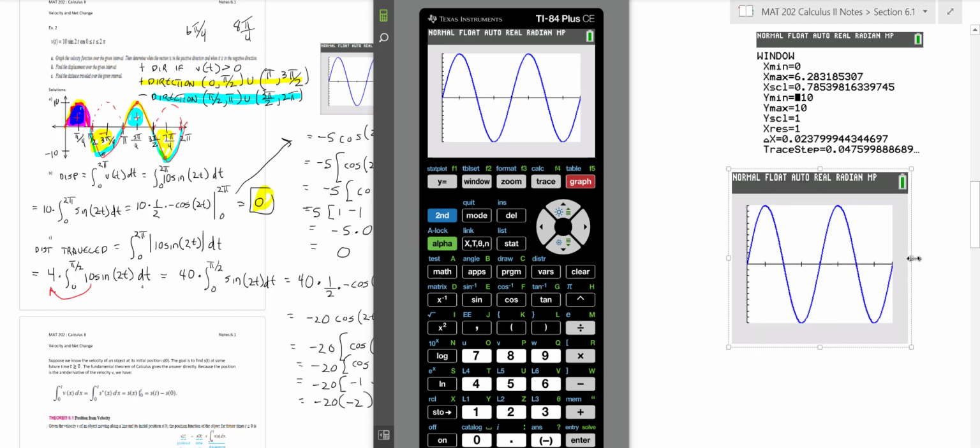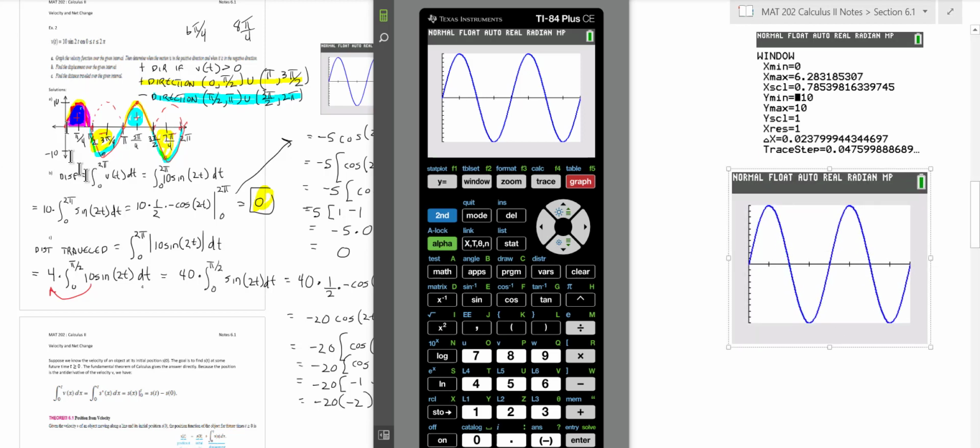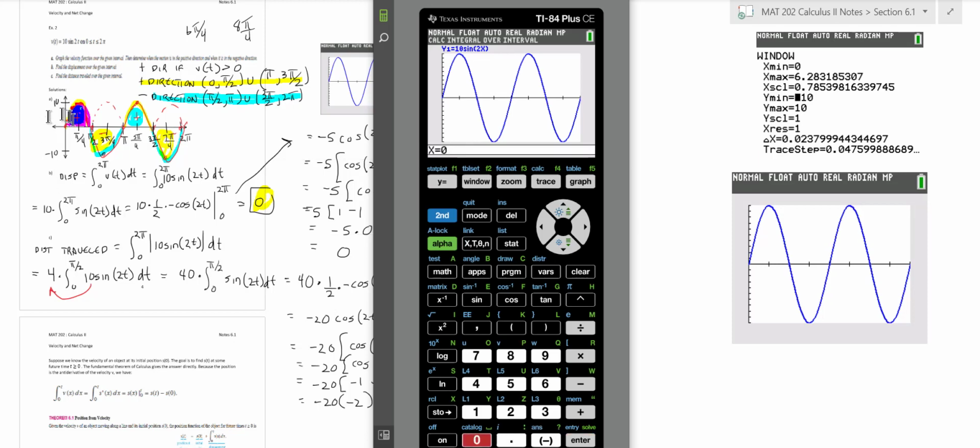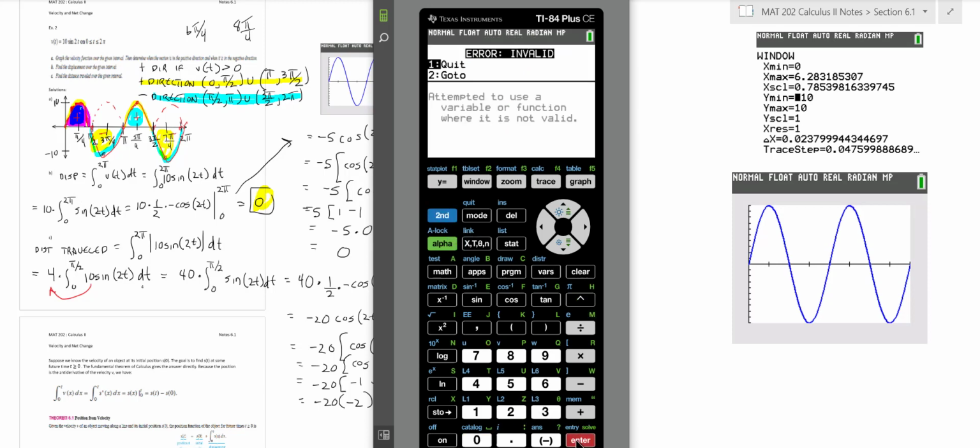All right, so if you want to check the answer to part B, you just go second, trace, option 7. If this is new to you, this is a great thing to learn. Hopefully you learned this in Calc 1. Do that. The lower limit is 0, because remember we were integrating from 0 to 2 pi. Put that in. It'll shade, and it'll give you an answer.